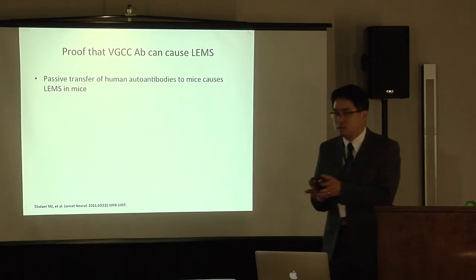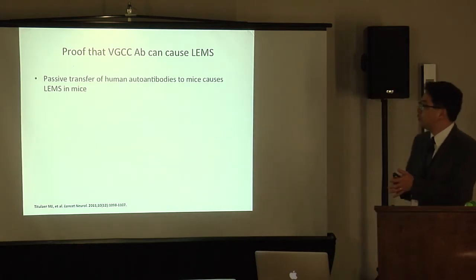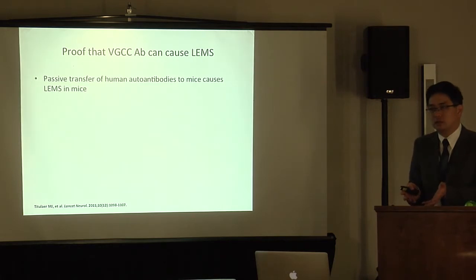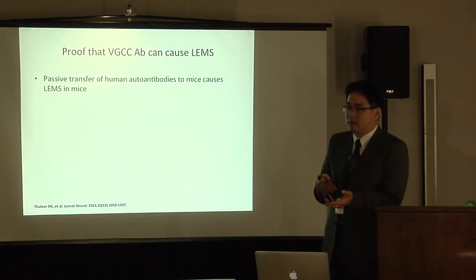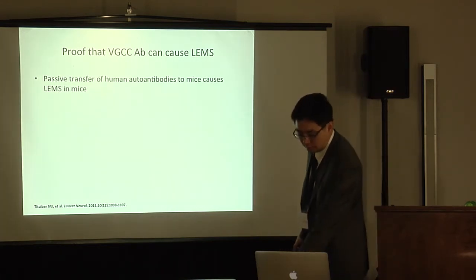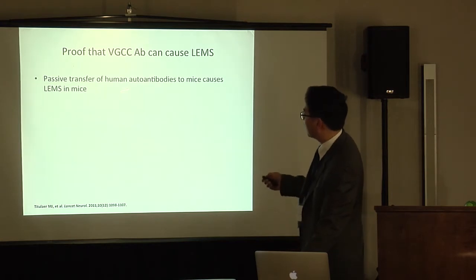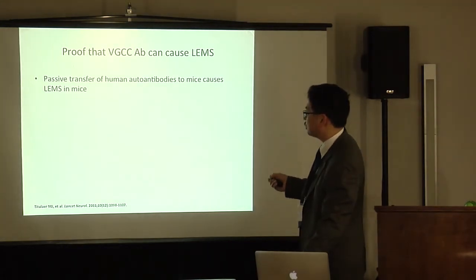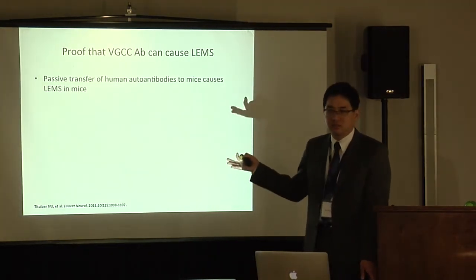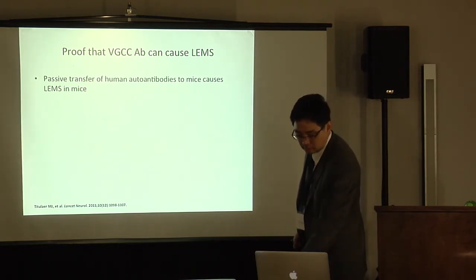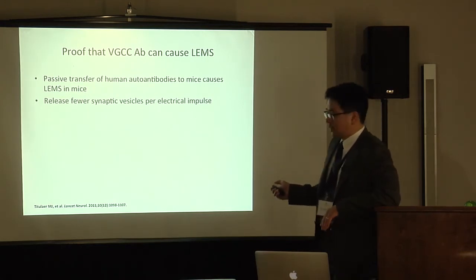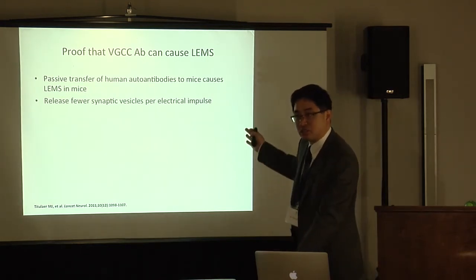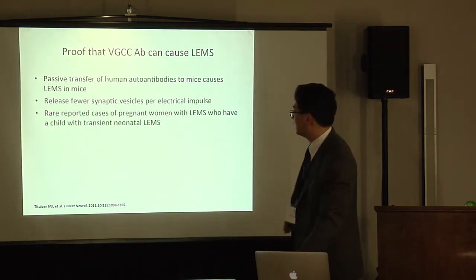If you take human blood, human serum, okay, and if you give them to mice, the mice get weak. Okay, so it seems like there is something in the human blood, and it's probably these antibodies which is doing it, okay? So that seems to partially prove that the human antibodies that are in the serum can actually do it, even in other animals, even in mice, okay? You see a release of fewer synaptic vesicles with each electrical impulse. So that sounds just like what I just told you. You can see that in the mice, okay?